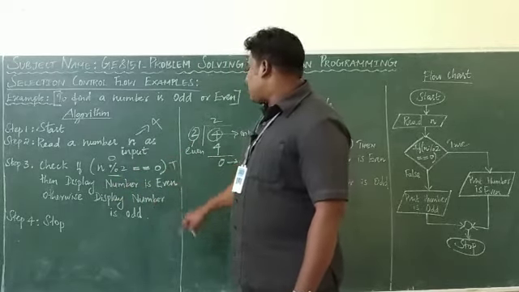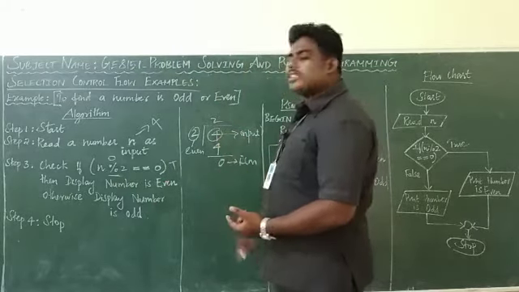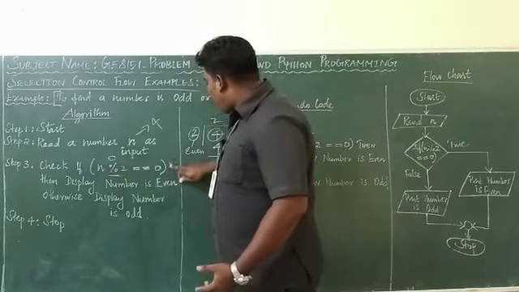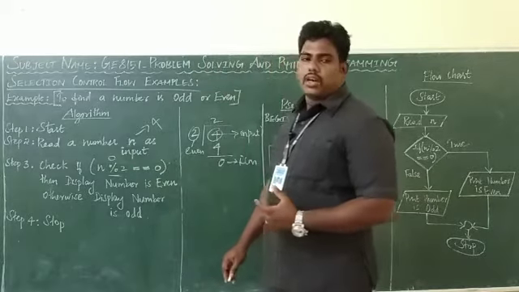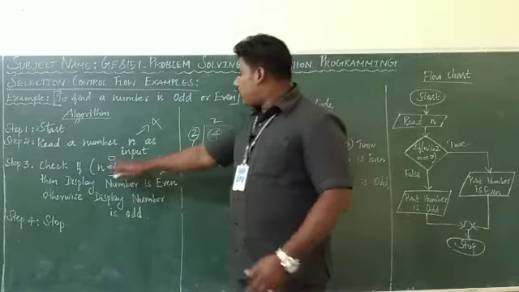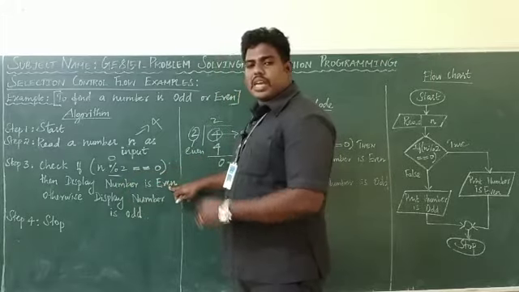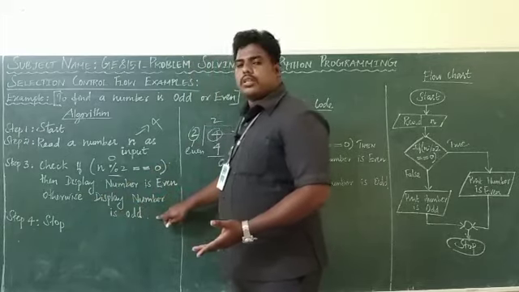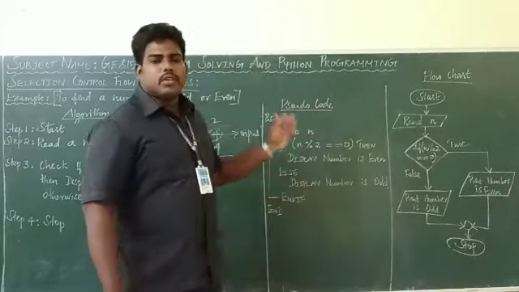Suppose the condition is false, for example, if you are going with 3, you won't get the answer 0. At that time, this condition will be false. If the condition is false, it will print that the number is odd. All of you got it? So if the condition is true, it will display the number is even. Else, otherwise, display the number is odd. Stop.